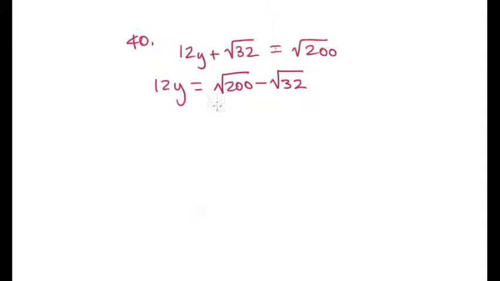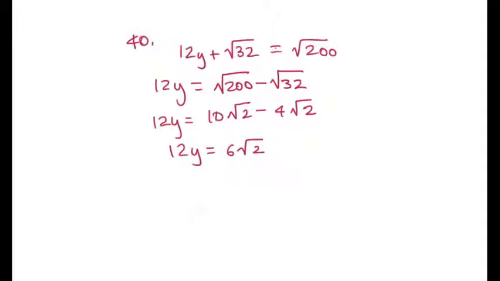So what does this become? Well, this rad 200 simplifies into 10 rad 2 minus 4 rad 2. You can do those computations on your own if you'd like. So 12y would be equal to 6 rad 2. And now when we take the square of both sides, you get 144y squared is equal to 36 times 2, which is equal to 72.